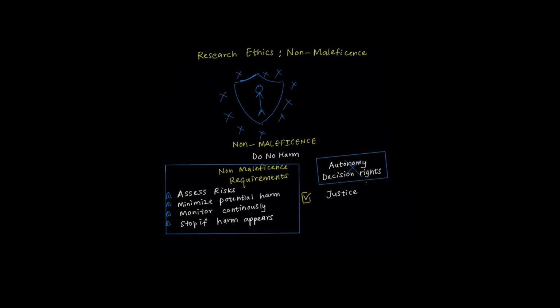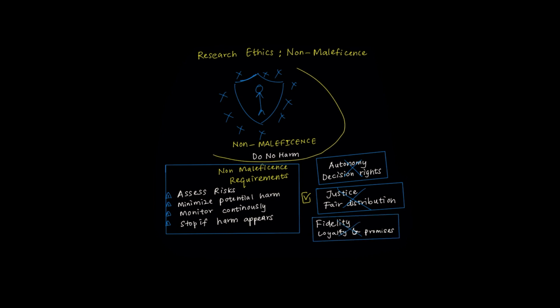Autonomy is about respecting participants' rights to make independent decisions about involvement, not about the obligation to minimize harm. Justice addresses fair selection and equitable distribution of risks and benefits across populations. Fidelity involves loyalty, truthfulness, and keeping promises to participants. Non-maleficence is specifically about that fundamental commitment to avoid causing injury or harm to people who volunteer for research.